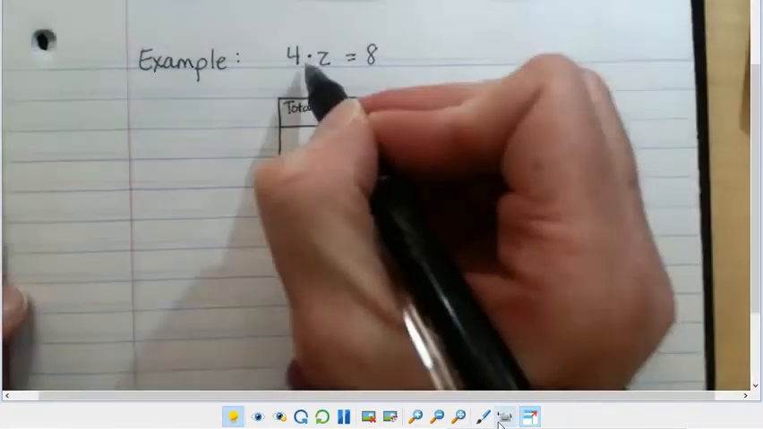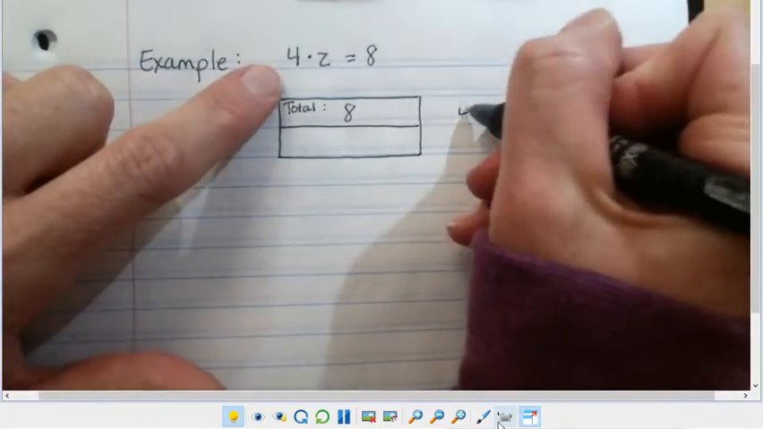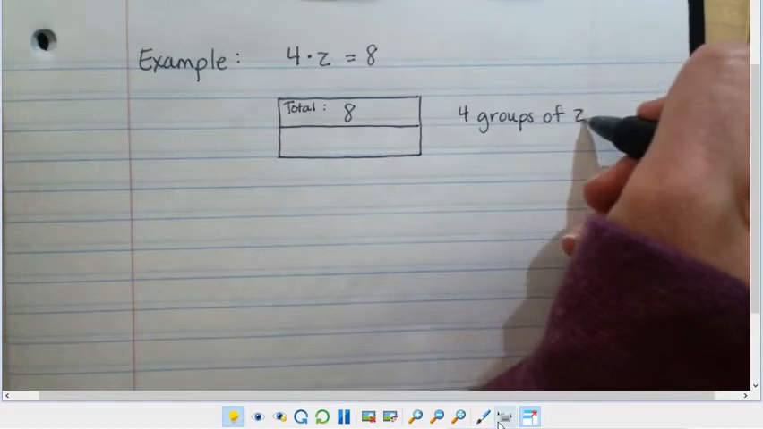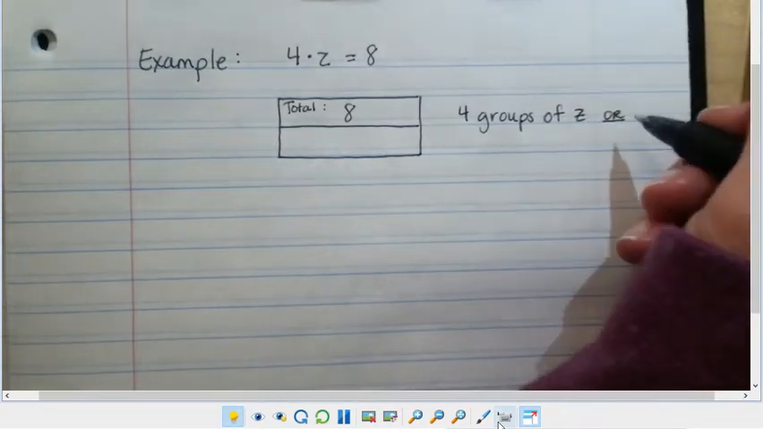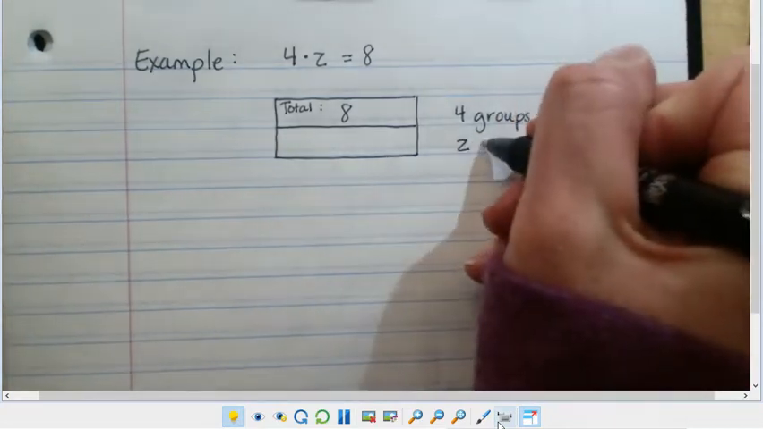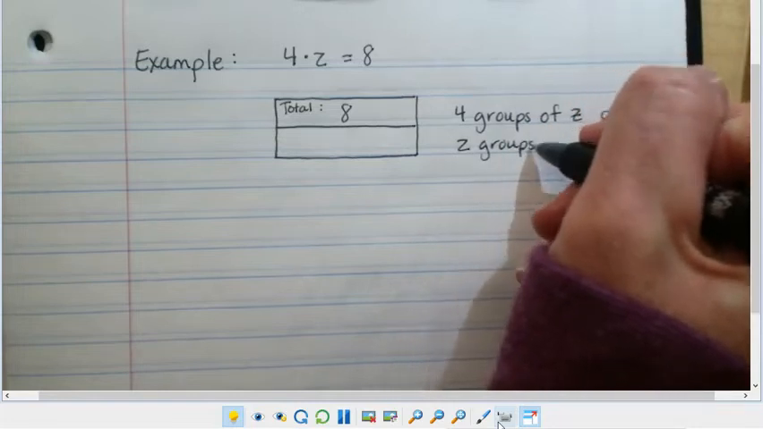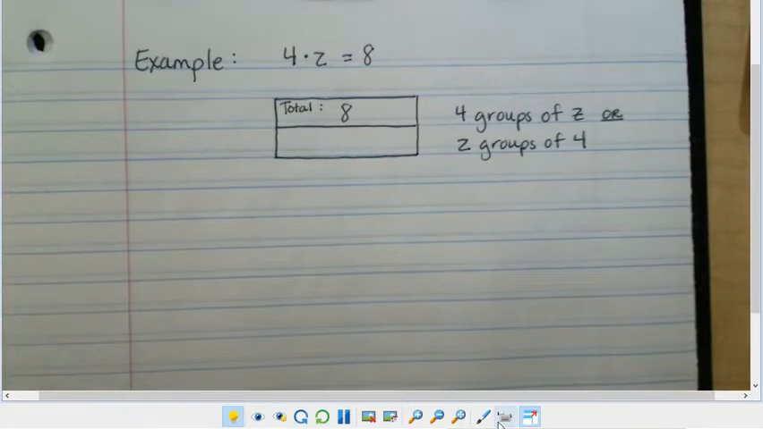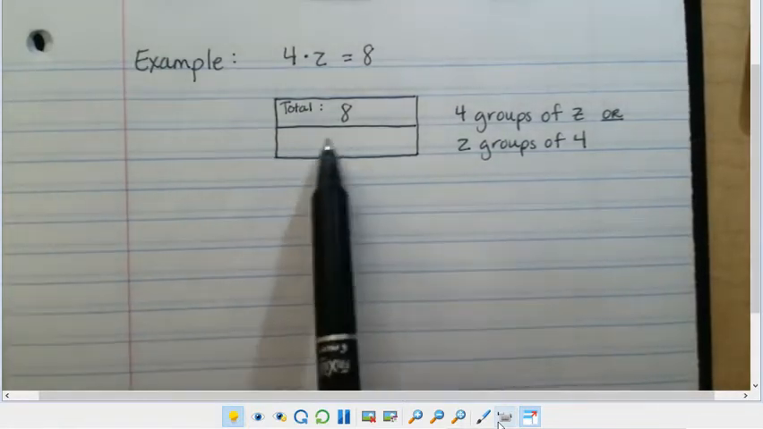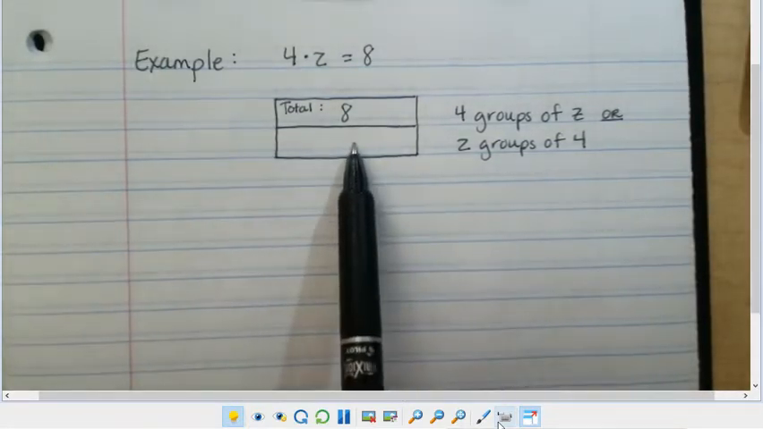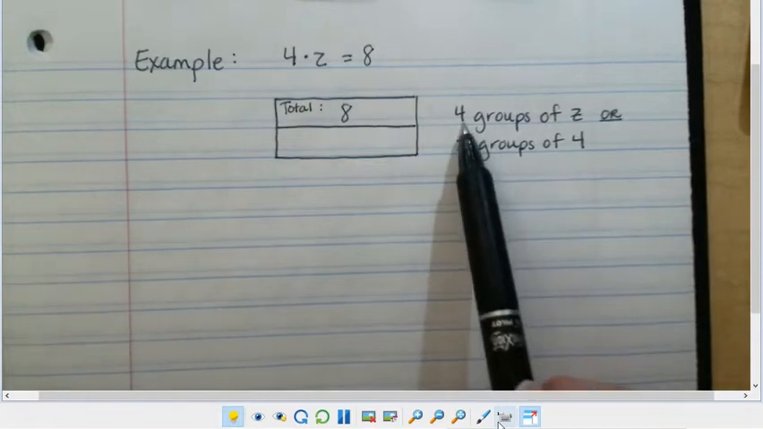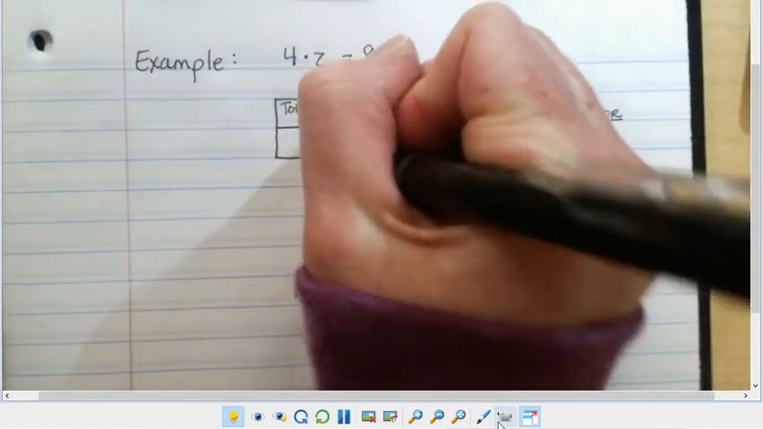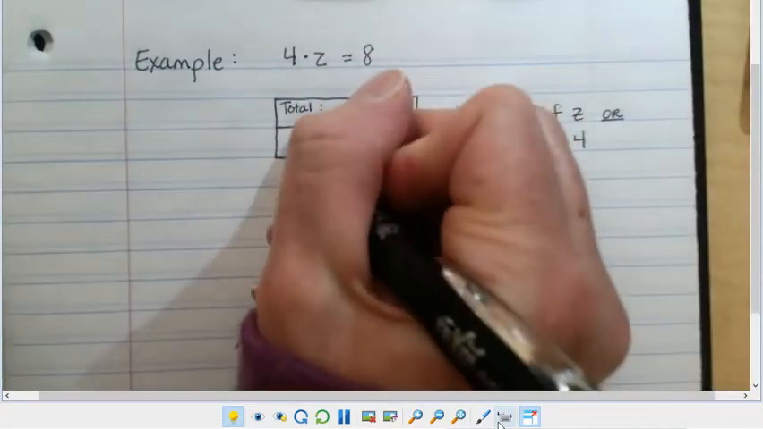So now I'm looking for 4 groups of z or z groups of 4. Well, it's going to be hard to draw z groups, right? Because I don't know how many I need down here to make my total. But I can easily draw 4 groups of z. So I'm just going to split my box here into 4 parts. And then each part becomes z.